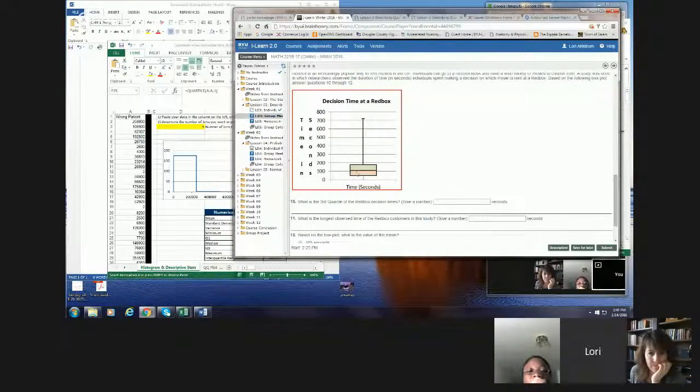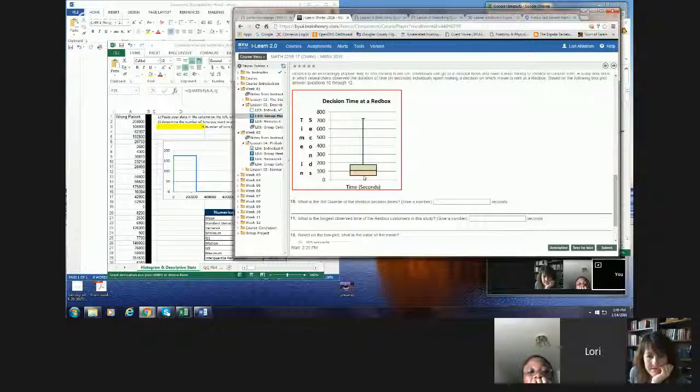All right, do that again. So the middle number right here is usually the median number. This line right here is the Q1 line. This line right here is the Q3 line. This right here is the minimum, and this right here is the maximum.